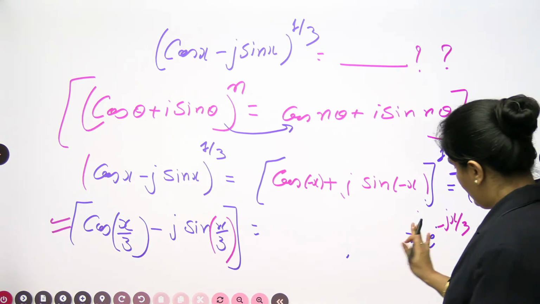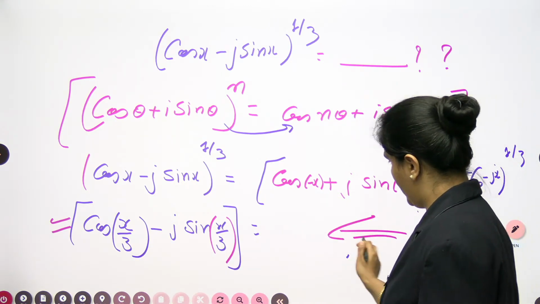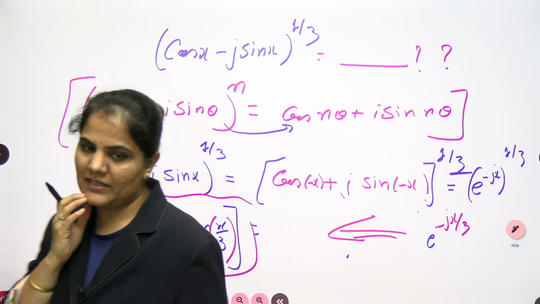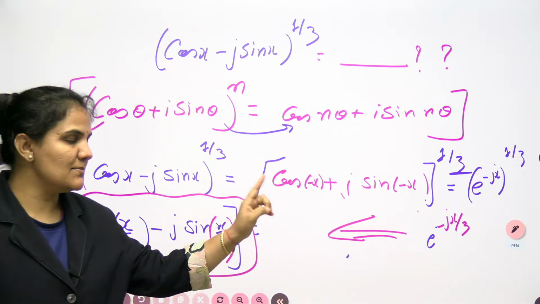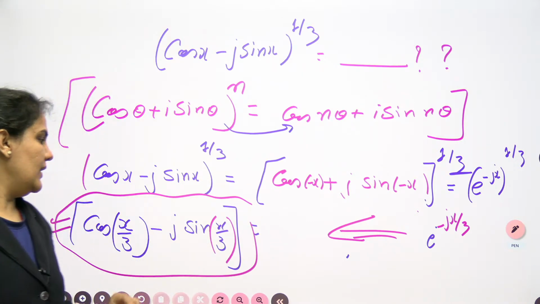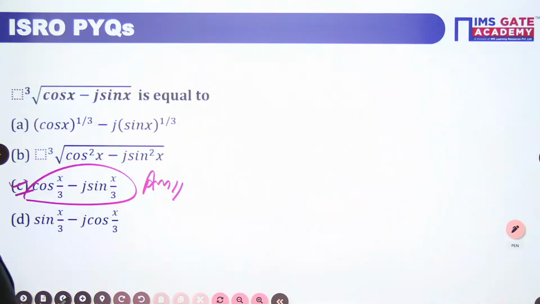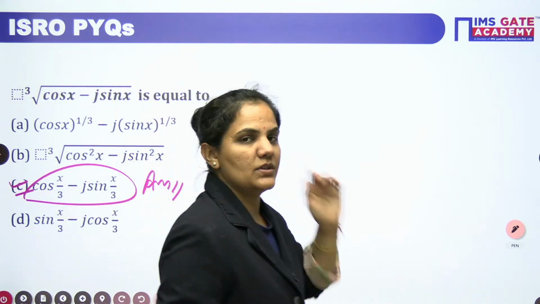So the expansion of this form is cos x by 3 minus j, because I am having sine as minus j. So minus j sine x by 3. So simply we can solve. Here the answer is option C.